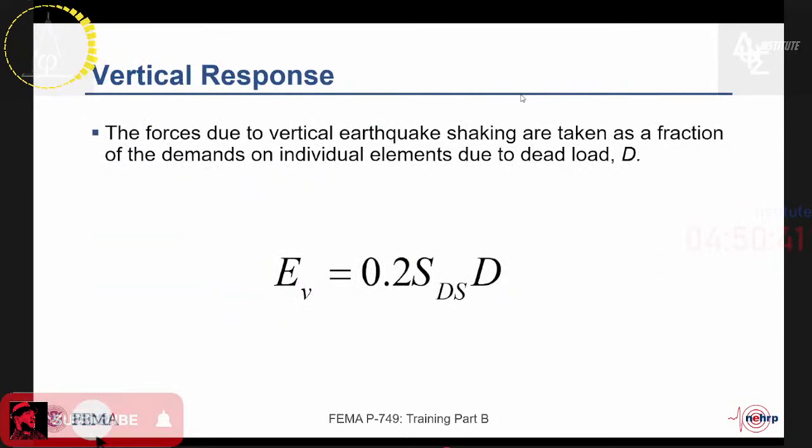Vertical seismic response forces can be determined either using vertical modal response, which is relatively uncommon, or using the very simple formula that you see here, where the vertical earthquake response force on a structural element is estimated as 20% of the short period spectral response acceleration, S sub DS, times the dead weight of the structure on the element. And this is applied both to elements of the seismic force resisting system and to elements of the structure which are not part of the seismic force resisting system, because every part of a structure experiences seismic forces due to vertical earthquake response.